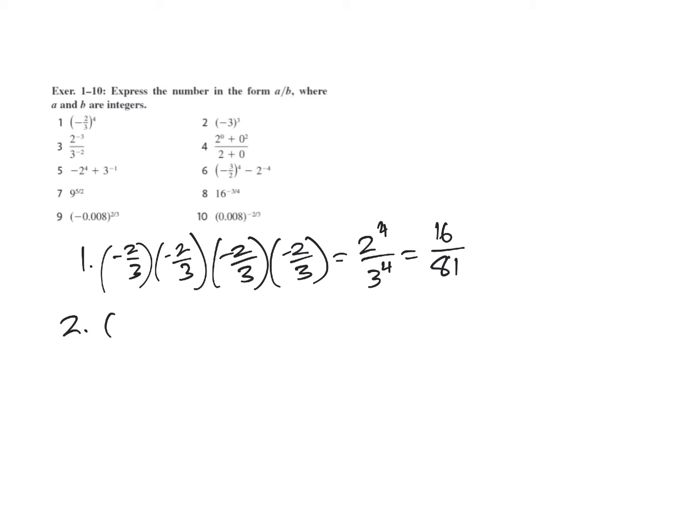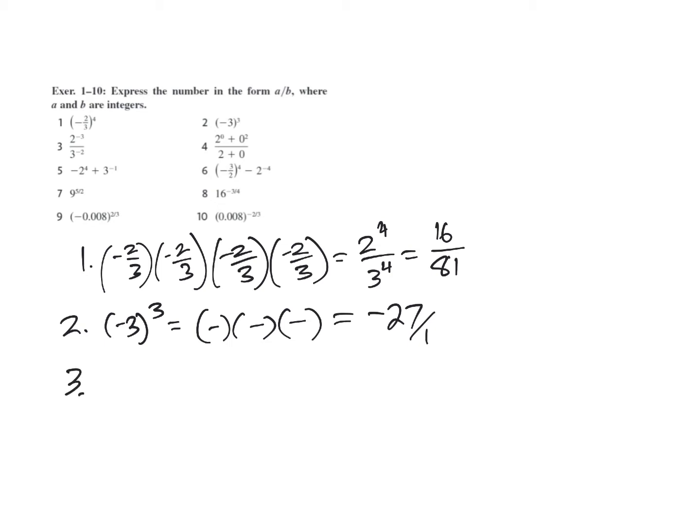Number 2, negative 3 to the 3rd. Now a negative raised to an odd is going to be negative because you have 3 negatives multiplied together. Negative times a negative is a positive, and then times another negative is a negative. So 3 cubed, 3 times 3 is 9, times 3 is 27. So this will be a negative 27 as your answer. And if you're writing it as a fraction, then it's negative 27 over 1.